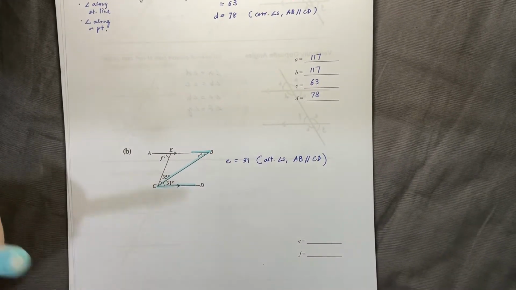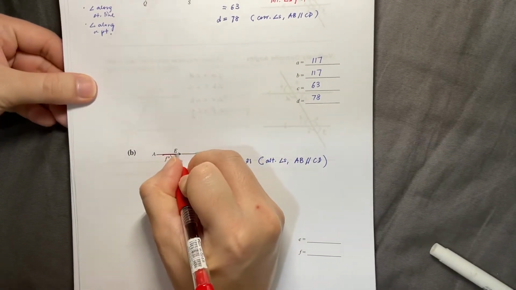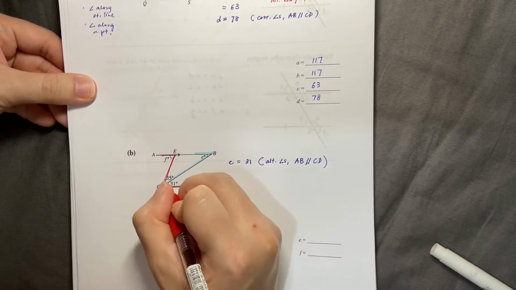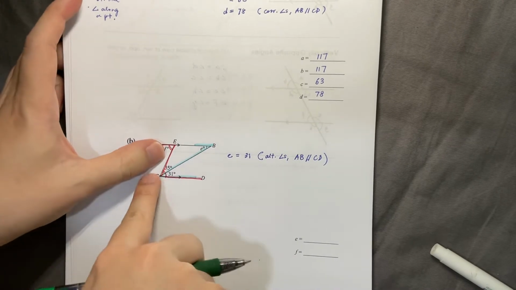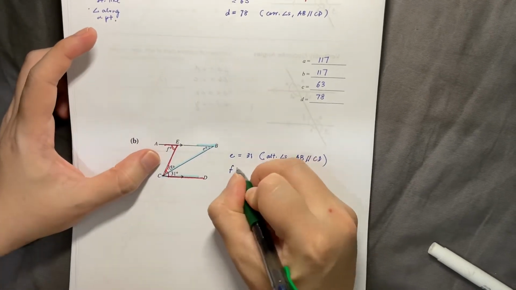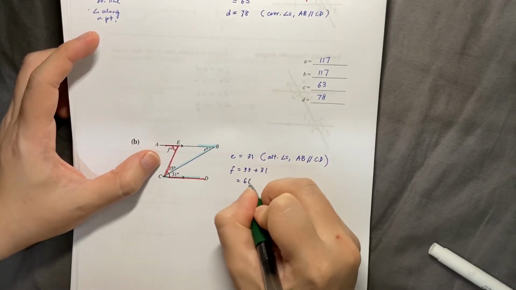Okay, now for F, where do we find the F? F is over here like this. You can also find the Z, but F and this one, the whole thing over here will give you the angle. So F is equal to 35 plus 31. So this is actually 66 degrees.